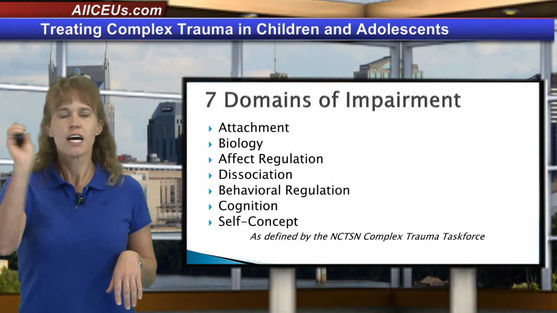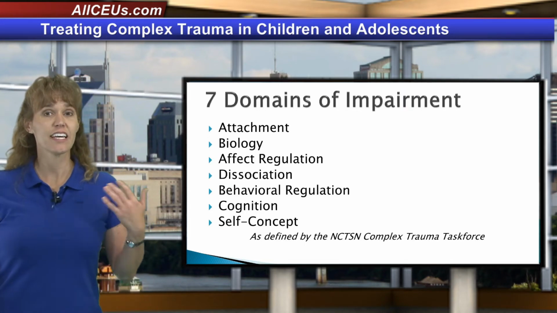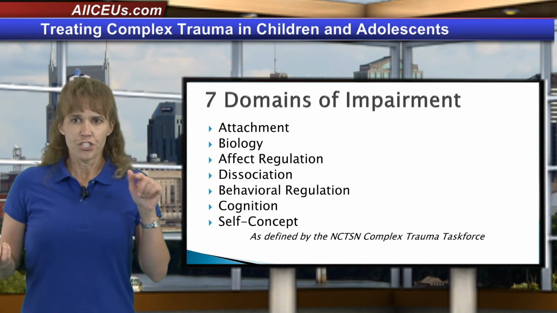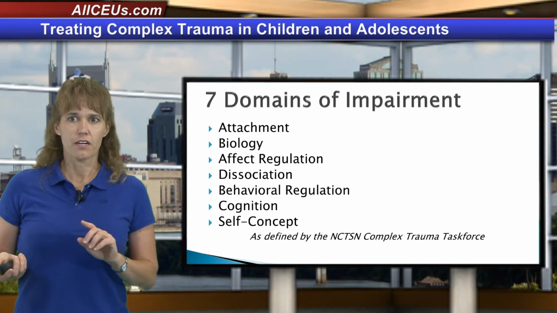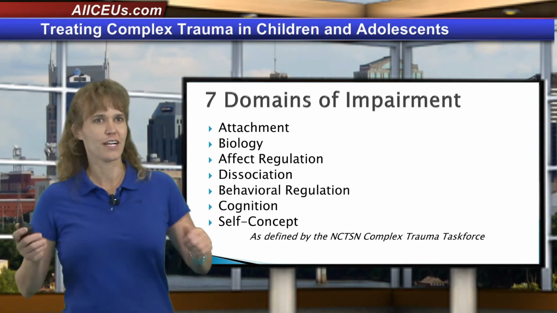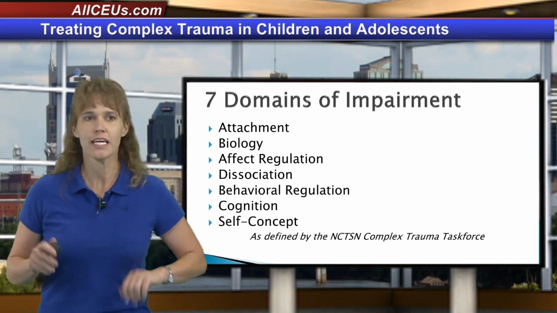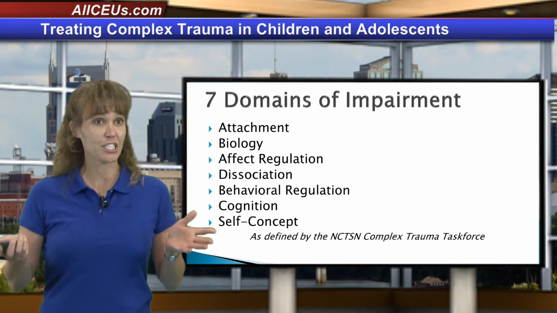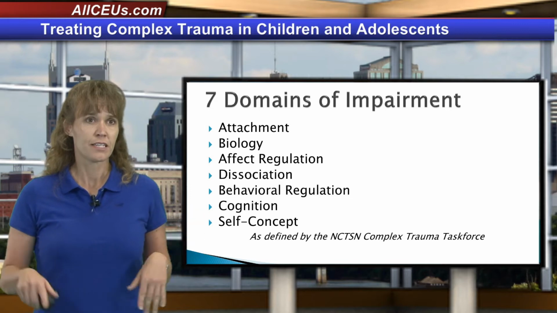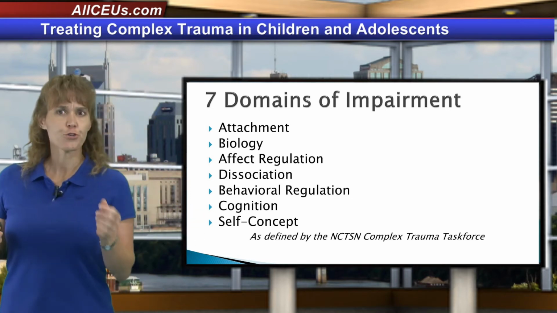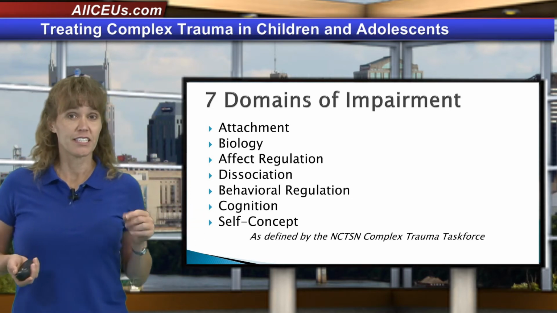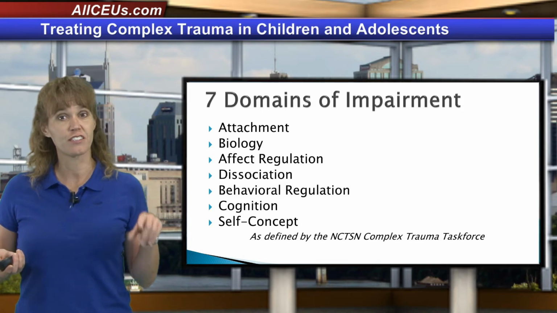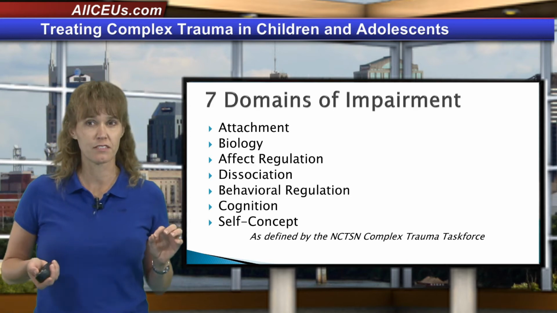It impairs in 7 different domains, as defined by the National Child Traumatic Stress Network Complex Trauma Task Force. I was afraid I wasn't going to remember that name. Good for me. 7 domains of impairment they have identified. Attachment, which we're going to talk about today. In future weeks, we're also going to talk about biology, affect regulation, dissociation, behavioral regulation, cognition, and self-concept.